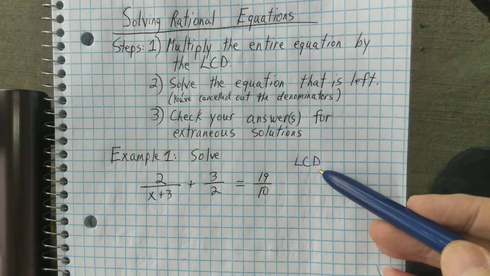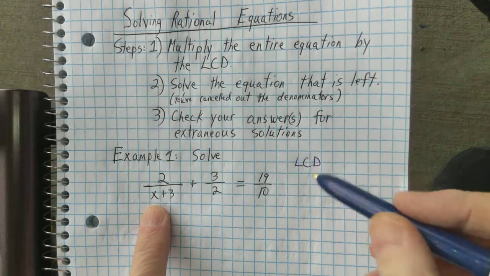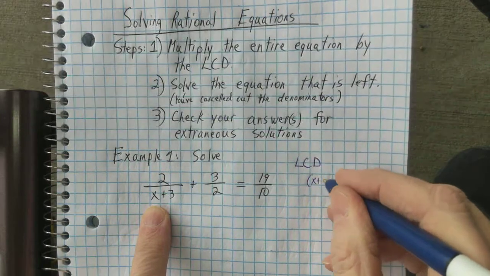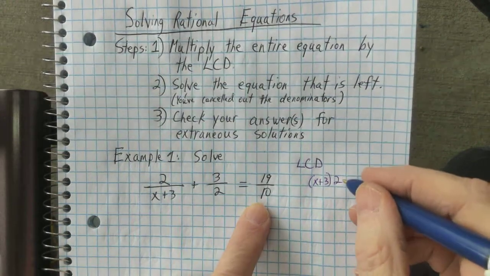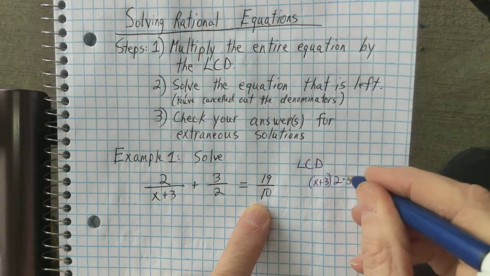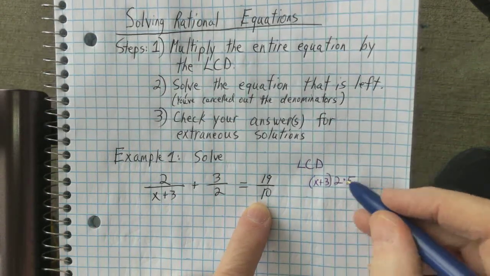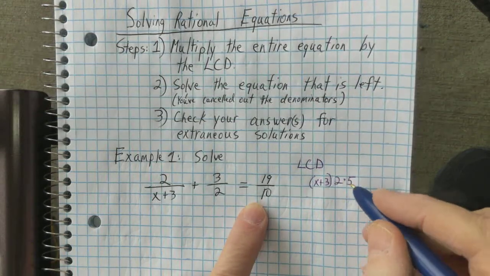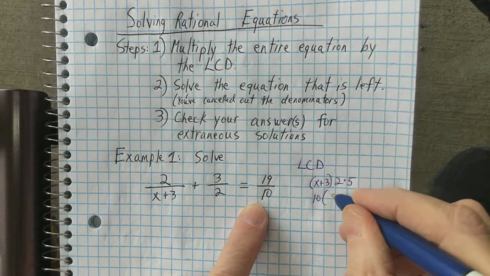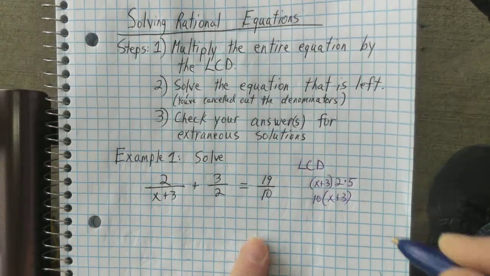Now, the least common denominator. In this problem, we need that x plus 3. We need this 2. And we need the 10. But I already have a 2 here, so I'm going to go 2 times 5 to get the 10. That will take care of the 2, and it'll take care of the 10. So I'm going to write 10 times x plus 3.